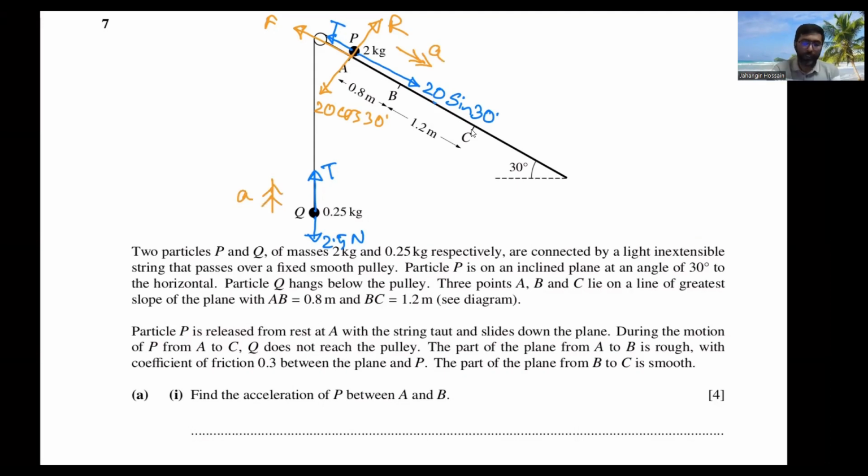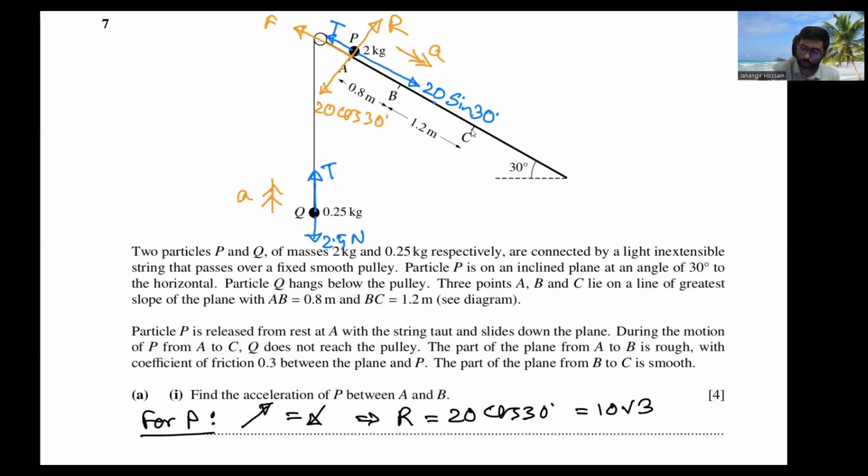Now, to find the acceleration of P between A and B, we are considering the friction. So first, consider P and find the friction. To find the friction, we will find the normal reaction first. So along the normal direction, R equal to 20 cos 30. That's 10 root 3 Newton.